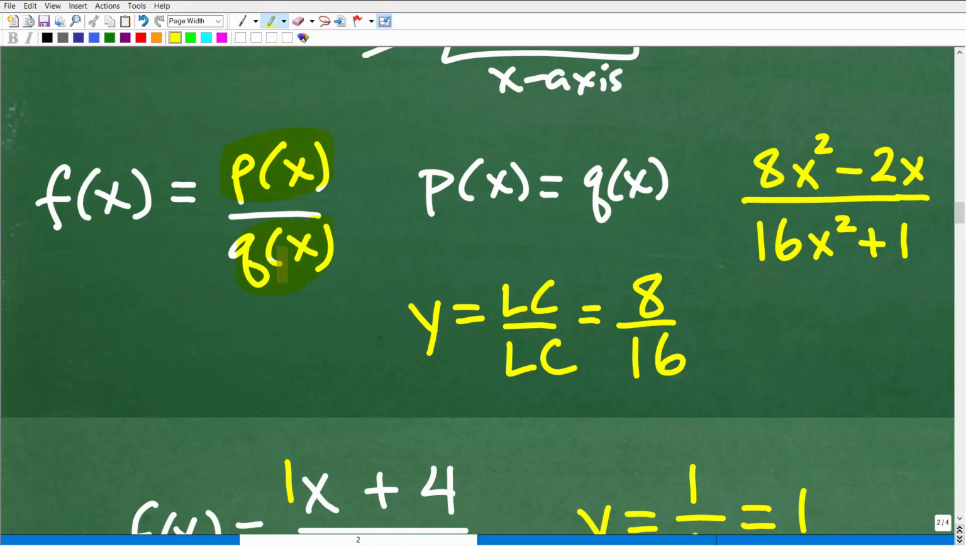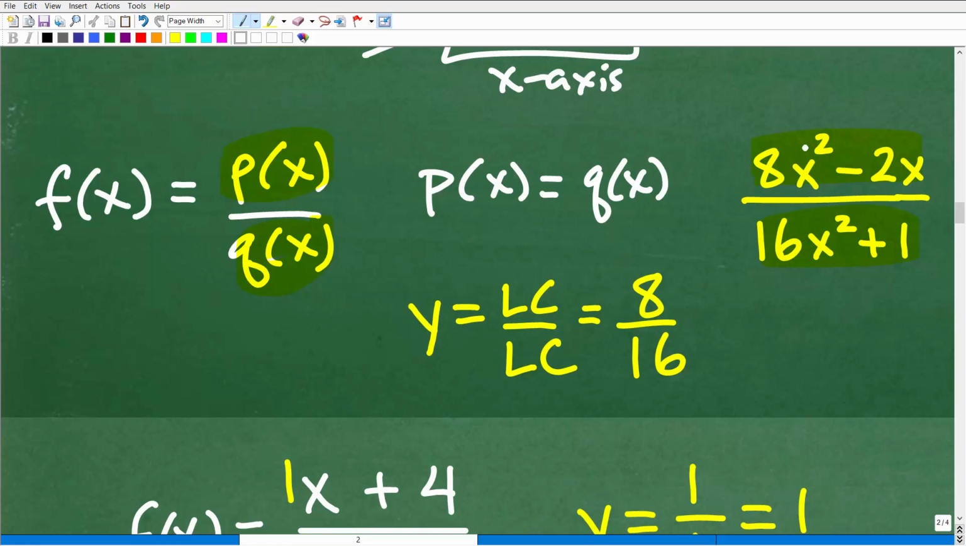What happens if the degree of the numerator polynomial, i.e. the powers, are the same? So something like this, we have x squared, the highest power, right? 8x squared minus 2x, and 16x squared plus 1. Here you have the highest powers, or the highest powers are the same degree.